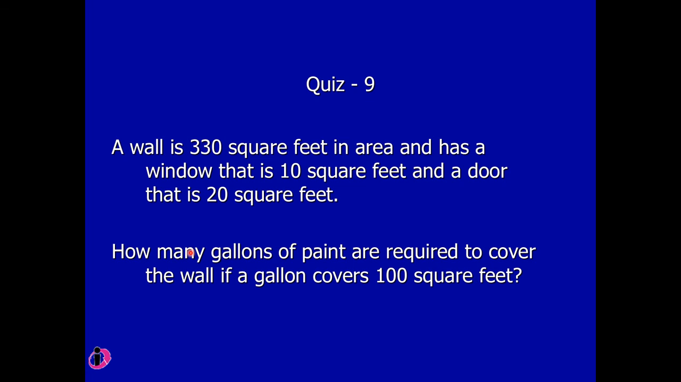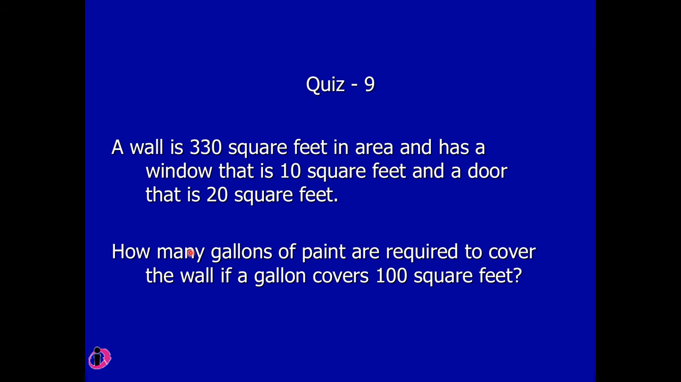Let's say we have the wall here, but there is a door and there is a window. Okay? Now, when you actually paint, you are not going to paint the window and the door, right? So that means you basically will subtract their area, right? The total area is what? 330. So you subtract 20 for the door and 10 for the window. So you will be left with 300 square feet, which is actually what you need to paint.